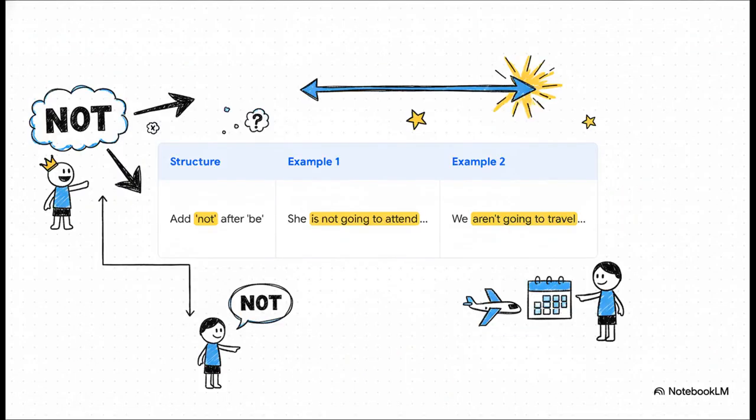So what if you want to make it negative? It's incredibly easy. All you do is drop the word not right after the be verb. So she is going to attend just becomes she is not going to attend. And if you want to sound more natural, more conversational, use contractions like aren't.